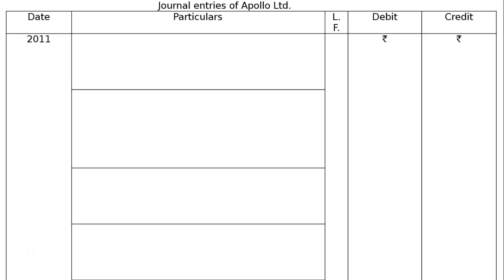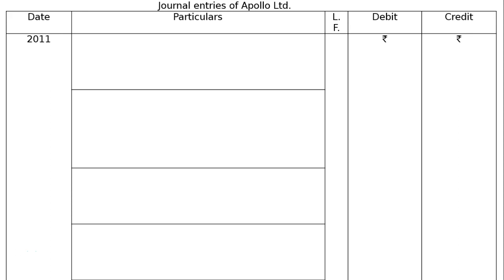The question is: Apollo Limited issued 21,000, 8% debentures of 100 each on 1st April 2011, redeemable at a premium of 8% on 30th June 2017. And the last line tells us to pass necessary journal entries regarding issue, transfer to debenture redemption reserve, investment and redemption of debentures. This is the journal entries of Apollo Limited.